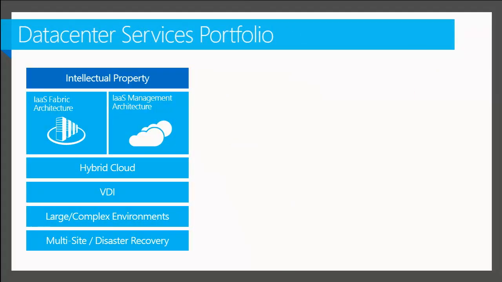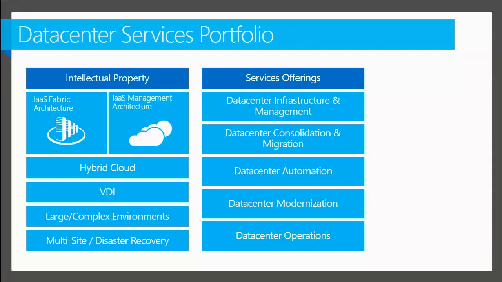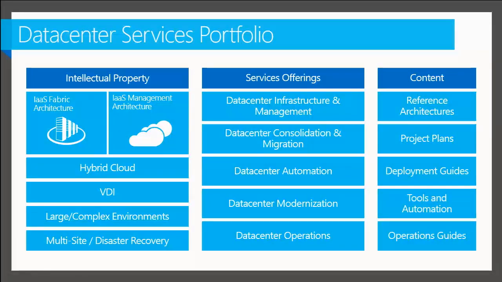So what does it consist of? The first step is intellectual property. We'll talk a little bit later about how these are developed, but basically what we start out with is a set of guidance. The top two, the fabric architecture and management architecture, associate to Hyper-V and Windows failover clustering as the fabric, and then fabric management is System Center 2012 SP1 and so forth. With that basic architecture in place, fabric and fabric management, that can be extended into particular scenarios.